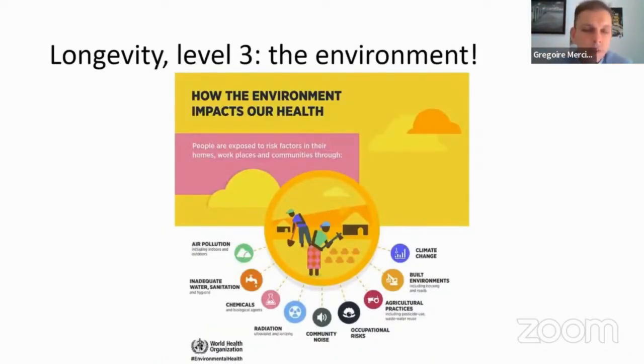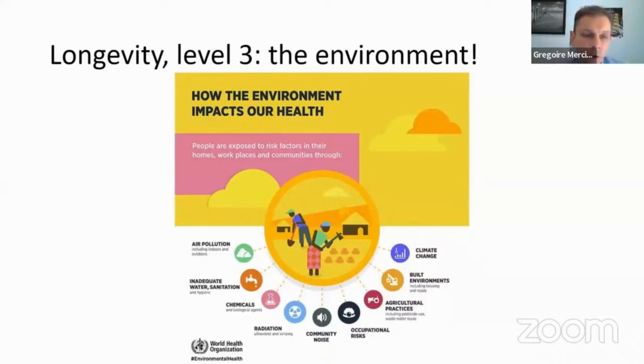So the environment is usually considered as being level 3 in terms of longevity factors. It's more or less 10%. And the first key message is that environment usually refers to a very broad array of external factors. And this is the way the World Health Organization, the WHO, usually describes those factors.